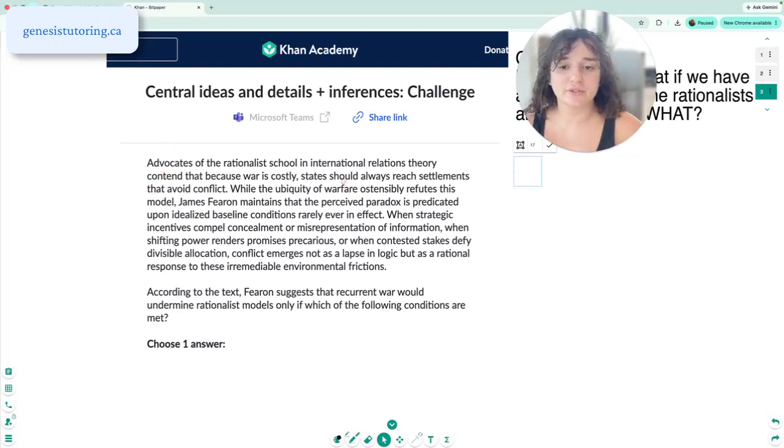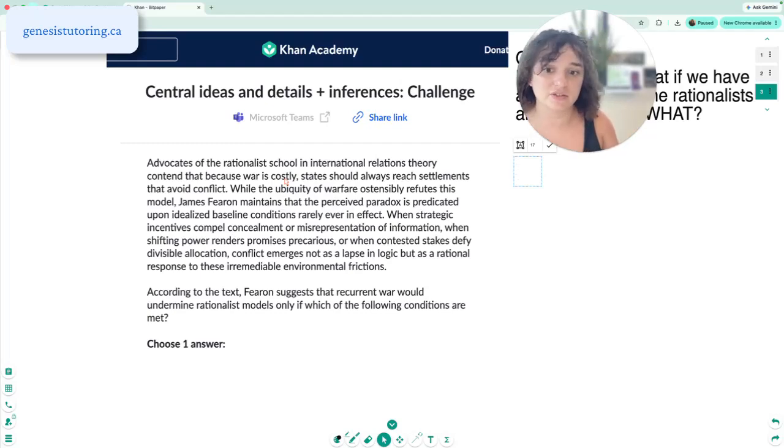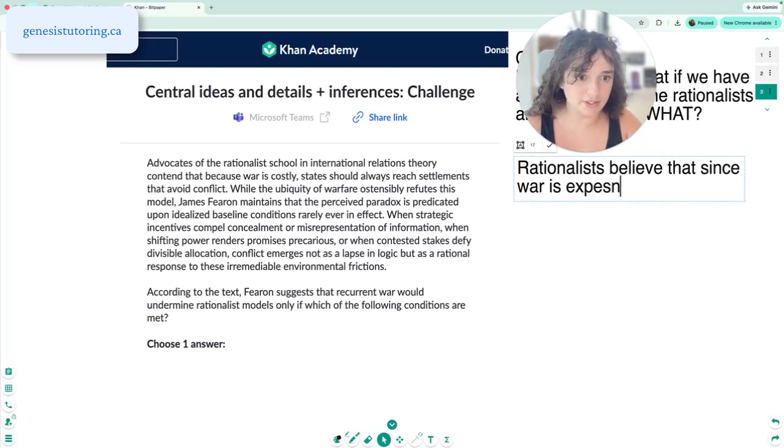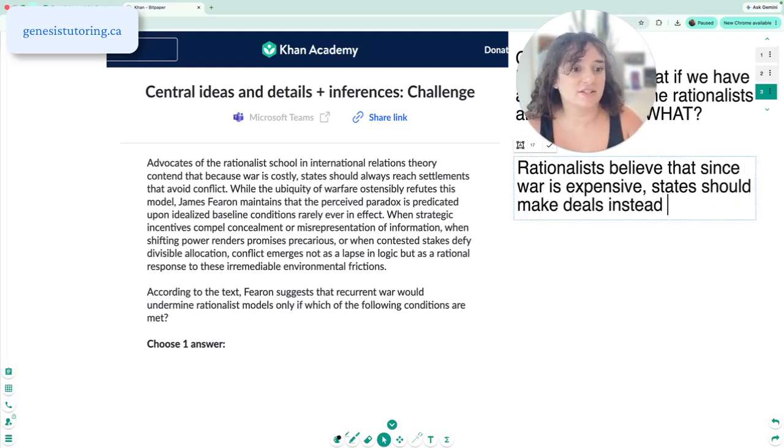Advocates for the rationalist school in international relations theory contend that because war is so costly, states should always reach settlements that avoid conflict. So in baby words, if we read it again, people who are part of this big rationalist school believe that since wars are expensive in general, we should always try to make a deal or reach a settlement instead of conflict. So rationalists believe that since war is expensive, states should make deals instead of fight.